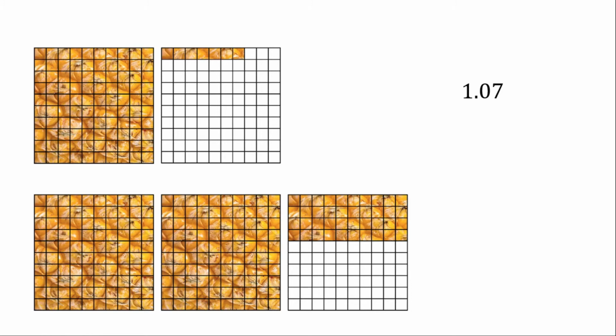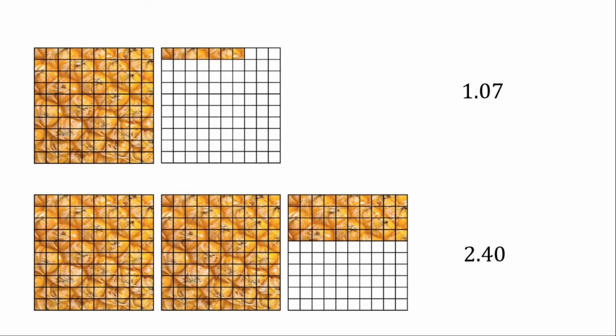What about on the bottom? How many wholes do we have? 1 whole, 2 wholes. So 2 point what? Well, it looks like we've got some tenths here. How many tenths? 1, 2, 3, 4. 4 tenths. And do we have any hundredths? No. So we're going to say 2.40, or you could just say 2.4.